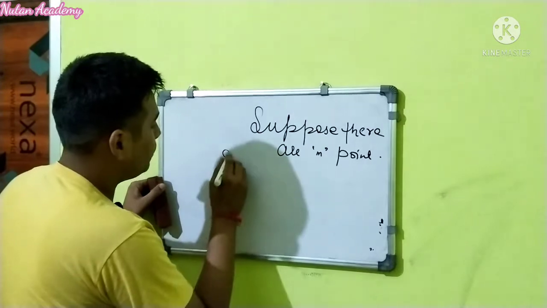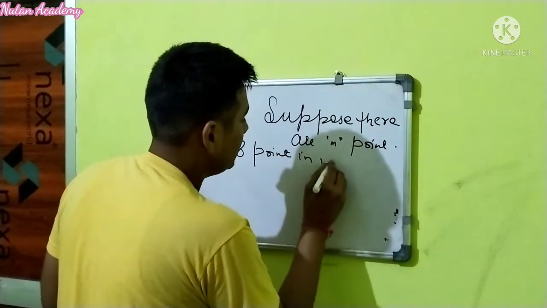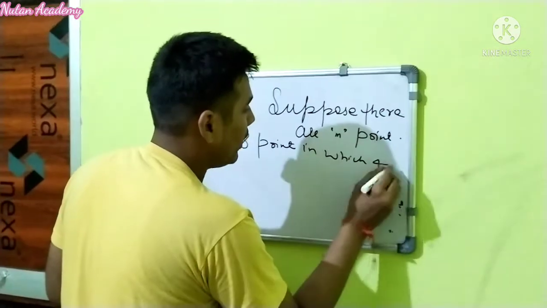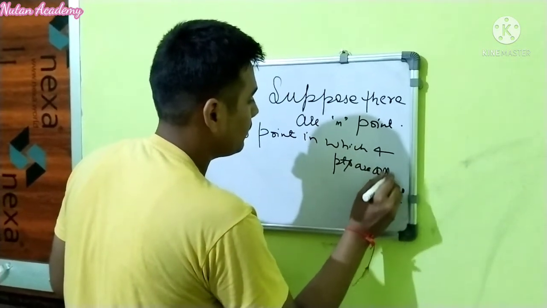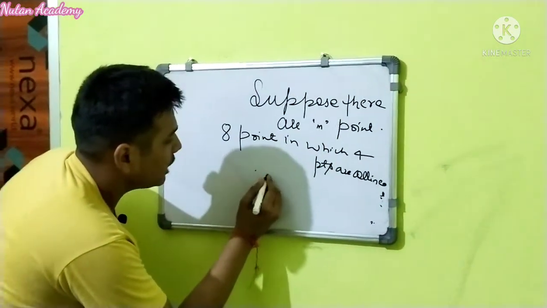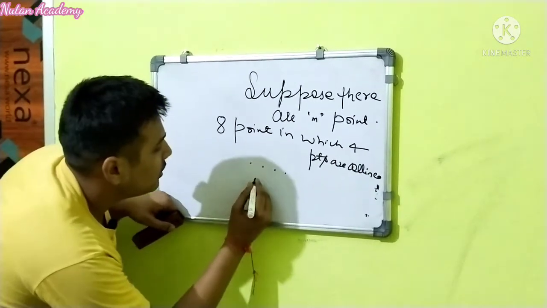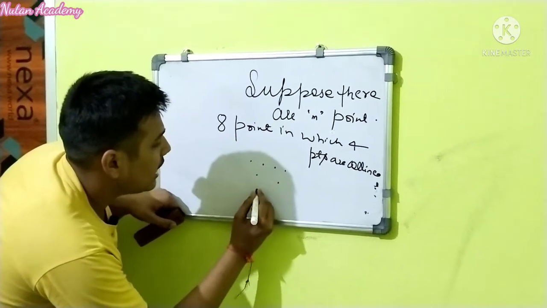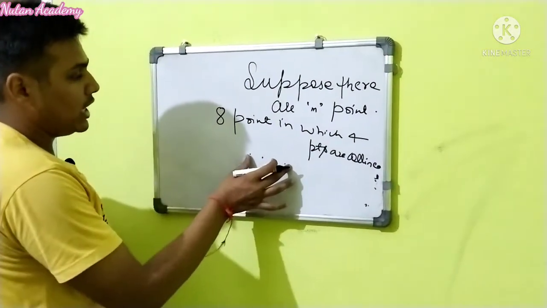Suppose there are 8 points in which 4 points are collinear. Please look through it. 4 points are collinear. These points are collinear, no problem. And these points are called non-collinear points. It means 4 points are collinear.